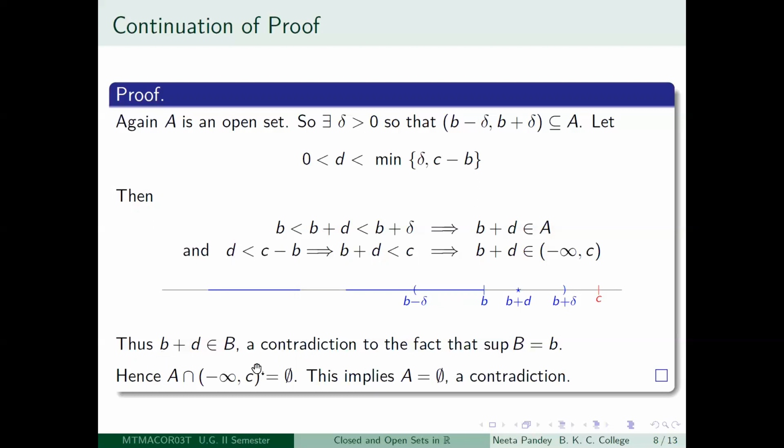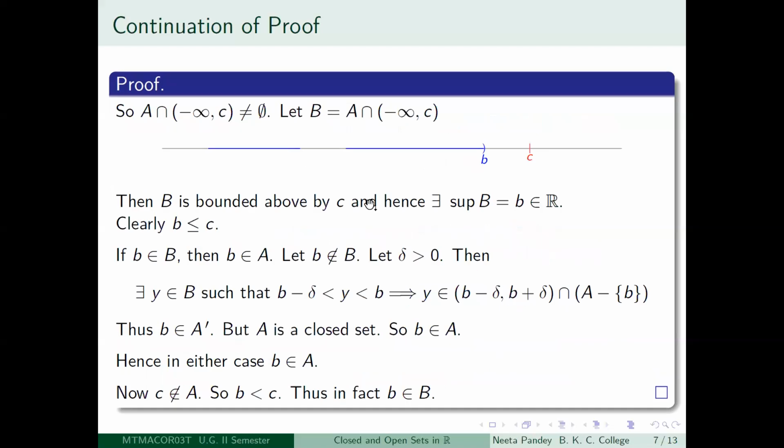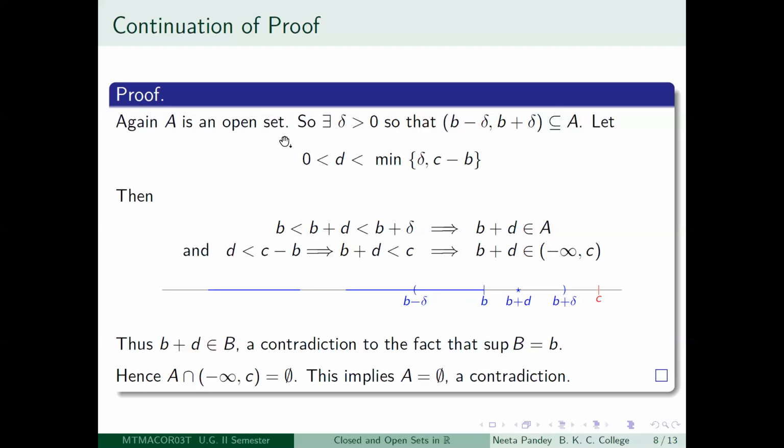Now this is a contradiction because capital B was the least upper bound of capital B. But B plus D is a number which is strictly greater than B, and it has to belong to capital B. So this is a contradiction. So from where are we getting this contradiction? By our assumption that A intersection open interval minus infinity to C is non-empty. So that is also false.